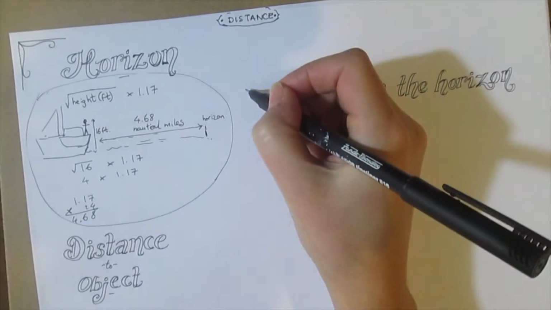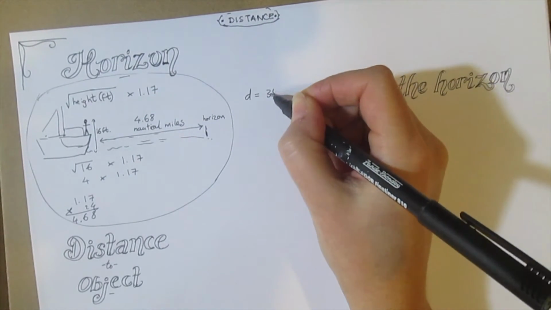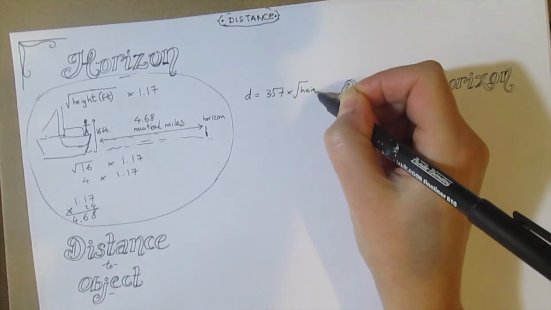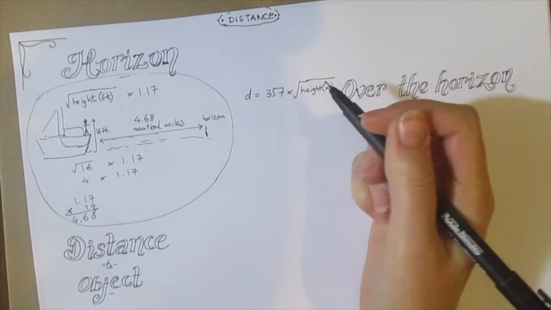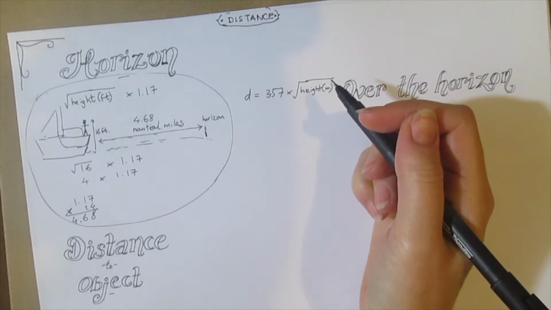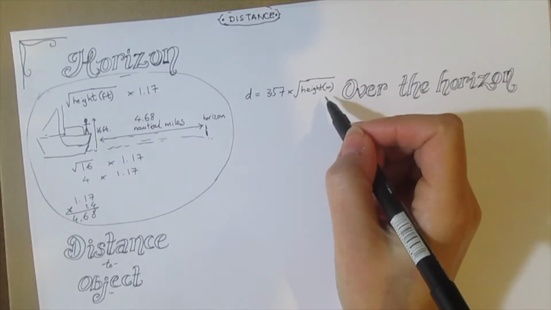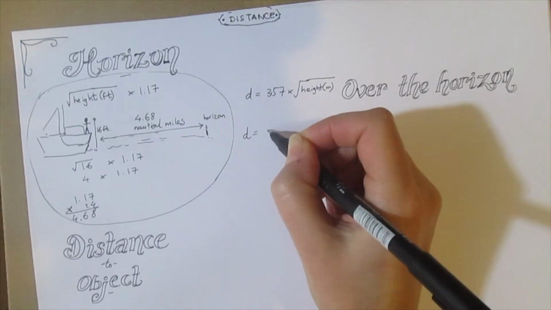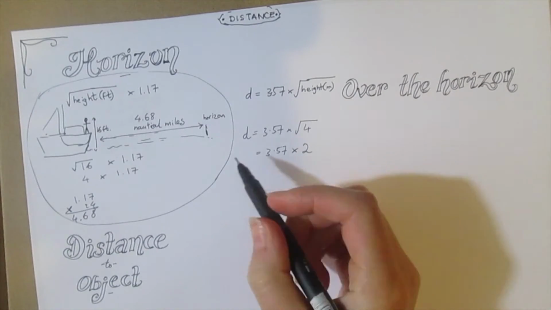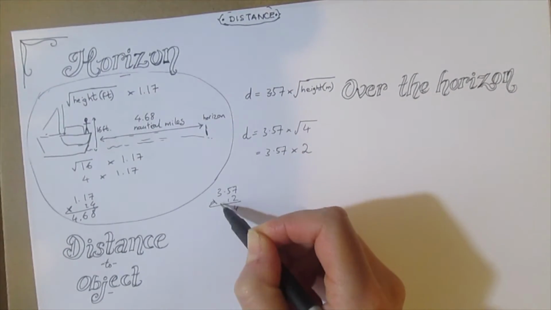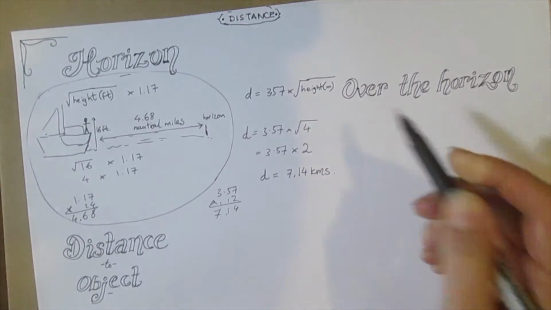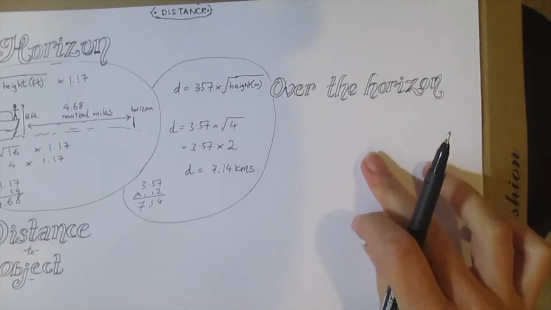The other way to do it, if you want to get the answer directly in kilometers, is this equation here. D for distance in kilometers equals 3.57 multiplied by the square root of the height of your eyes above the sea in meters. So let's imagine maybe your height is 4 meters if you're on a little hill or another boat. That's 3.57 by 2, which means the horizon is 7.14 kilometers away.